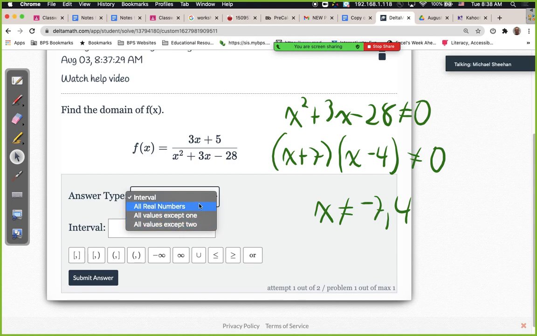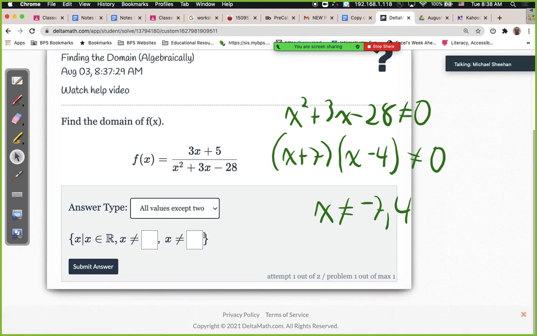So we've got a whole bunch of options. The easiest way, all values except 2. All x, such that x is an element of the real numbers, but x is not equal to negative 7, and x is not equal to positive 4.